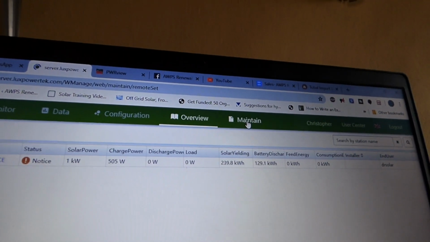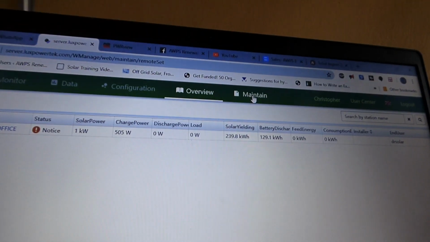And then maintain. This is where you go and change your settings. So you maintain, bear with me. You go in here and you change your settings. This is where I change the battery settings, the start voltage for the PV, the battery low voltage cutoff, and if I'm going to feed to the grid, if I allow that, this is where that happens. Bear with me, it's a little slow. The server is not very fast, so it takes a little bit of time to communicate.